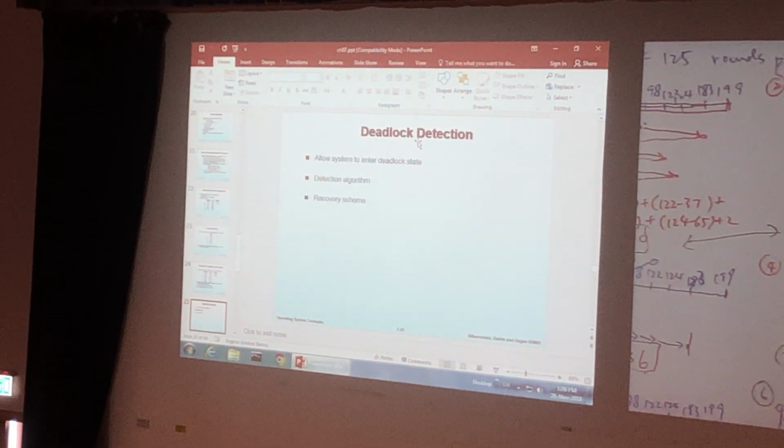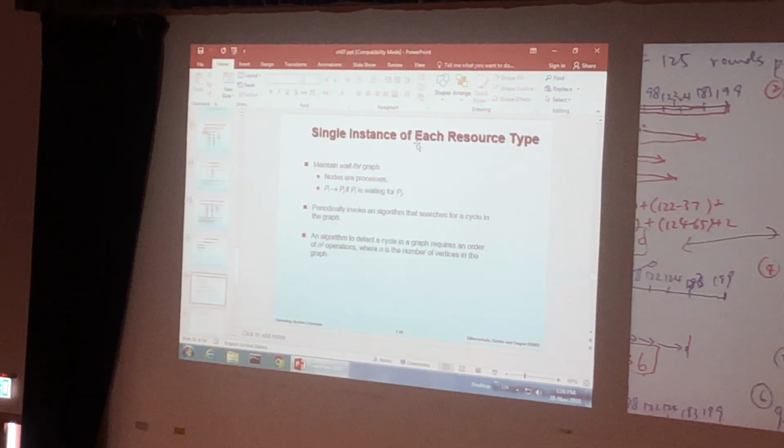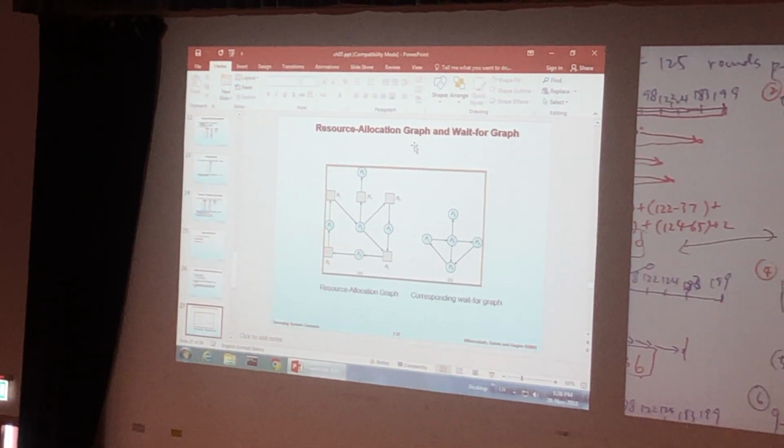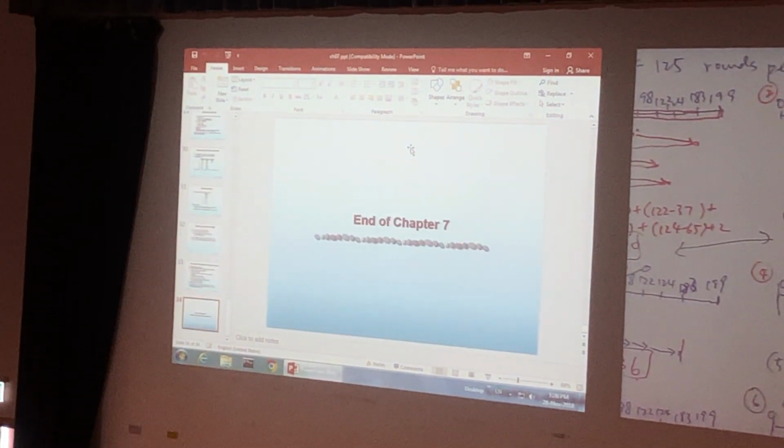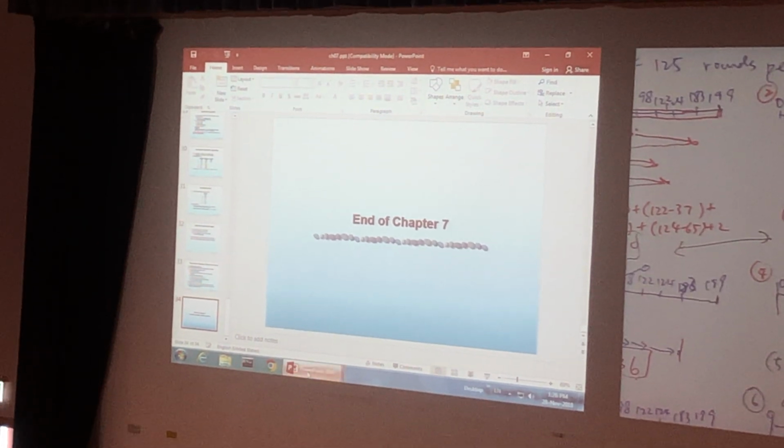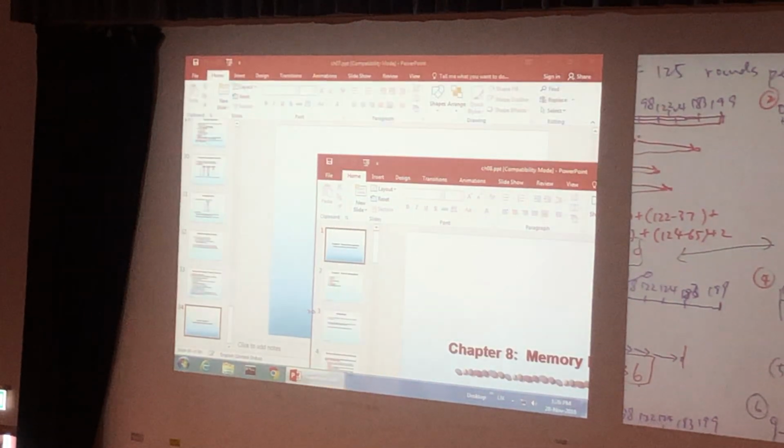That's deadlock avoidance. Don't worry about deadlock detection, okay? Just to make your life easier, or make our life easier. That's chapter 7.